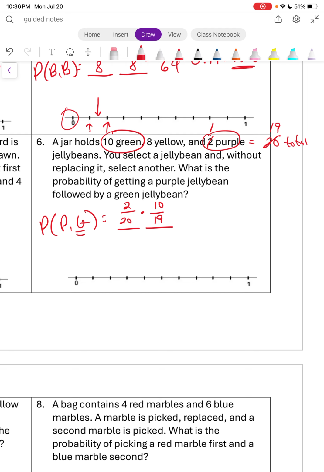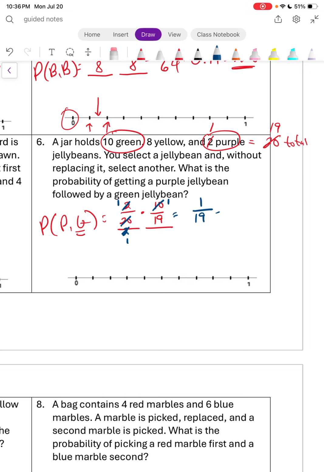Now, just a quick reminder from fraction multiplication, you can cross cancel here. That gives you a 1 and a 2. We're dividing both by 10. And you can actually cross cancel up and down, the top and bottom. That gives you a 1 and a 1 when you reduce that. Final answer is 1 out of 19.